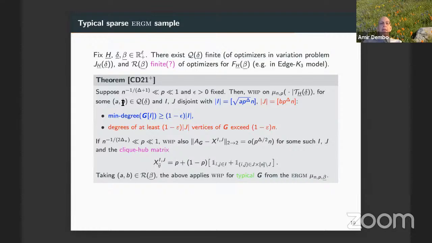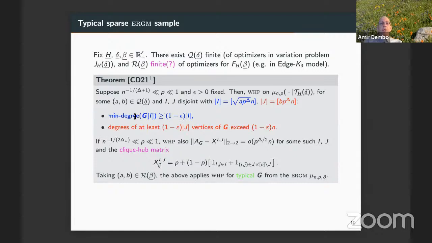These are the parameters, if you want, of the size of the clique and the size of the hub you are going to use to get the rare event. You choose two disjoint sets, I and J, of the right sizes. I is the size of your almost clique, and J is the size of your almost hub. They are of the right sizes, p to the delta n and square root of p to the delta n, with coefficients a and b, which dictate how you divide between clique and hub. And then you should get an almost clique and an almost hub.